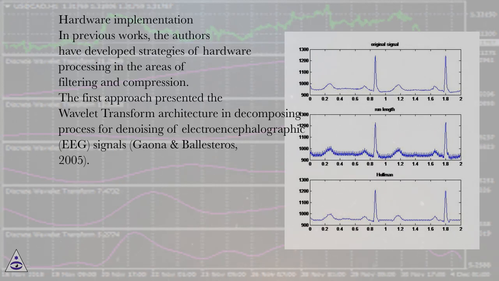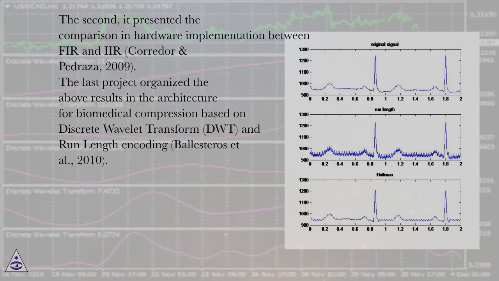Hardware implementation. In previous works, the authors have developed strategies of hardware processing in the areas of filtering and compression. The first approach presented the wavelet transform architecture and decomposing process for denoising of electroencephalographic, EEG, signals, Gauna and Ballesteros, 2005. The second presented the comparison in hardware implementation between FIR and IIR, Corridor and Pedraza, 2009. The last project organized the above results in the architecture for biomedical compression based on discrete wavelet transform, DWT, and run length encoding, Ballesteros et al., 2010.